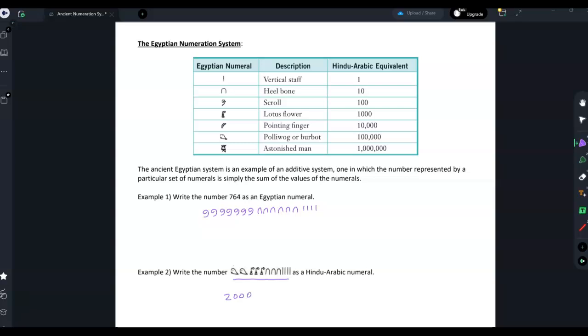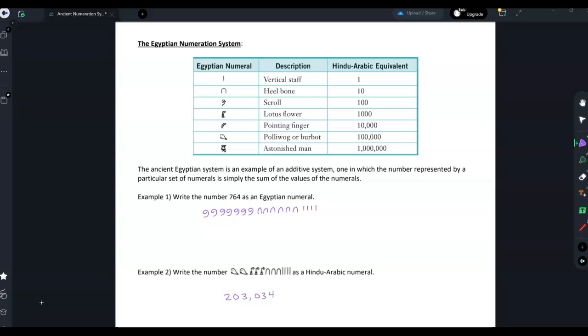And if you want to, you could even write these and then add them all up. Or I could just keep track of like, hey, I need a 2 in the 100,000s place. And then I have 3 lotus flowers, so that's 3,000. I don't have any pointing fingers, so I would have a 0 in the 10,000s place. But then I would have 3 in the thousands place. And then I don't have any scrolls, so that means I would have a 0 in the hundreds place. I've got 3 heel bones, so that's 30, and then 4 staffs. So this is the number 203,034.